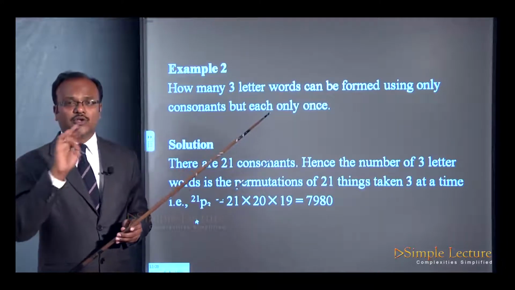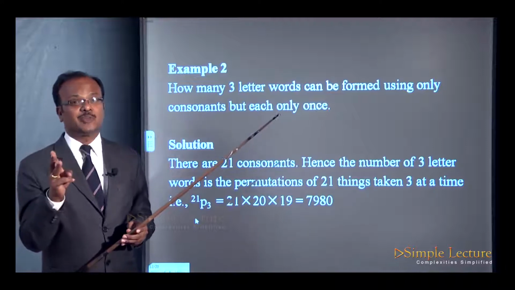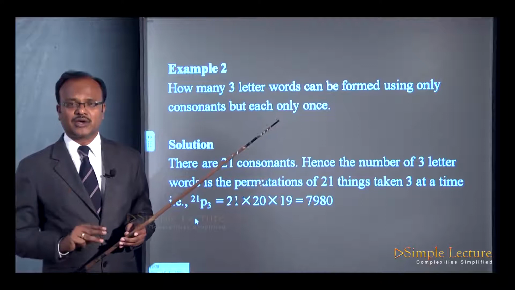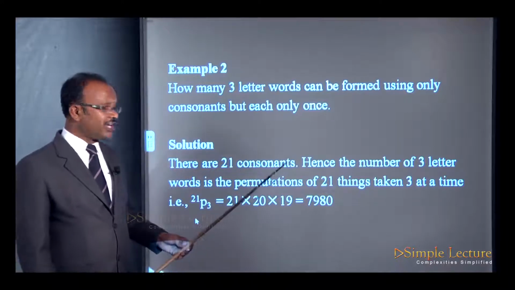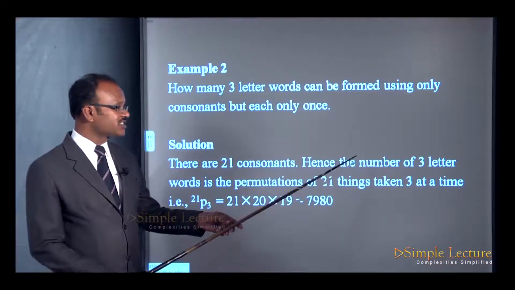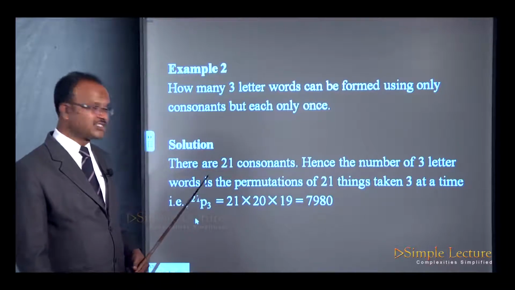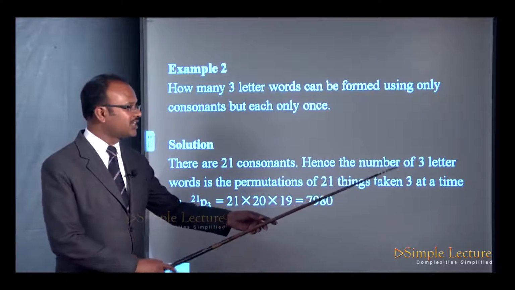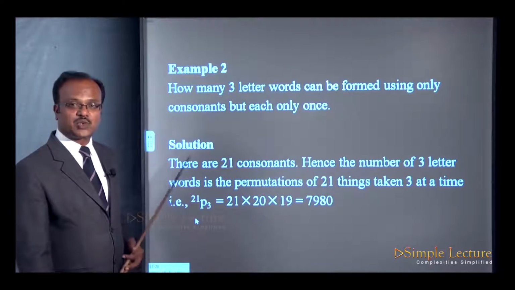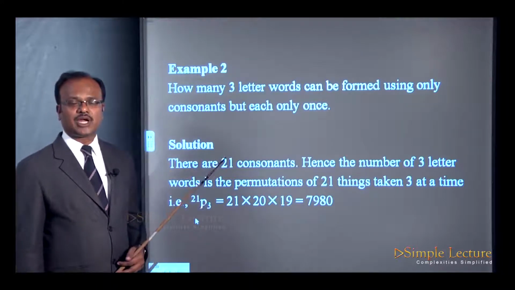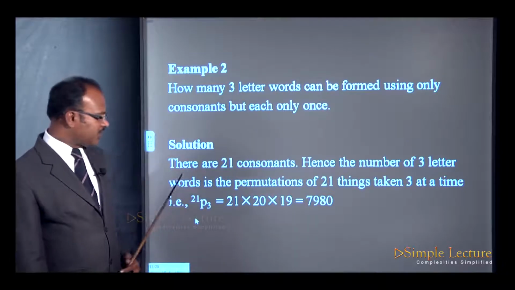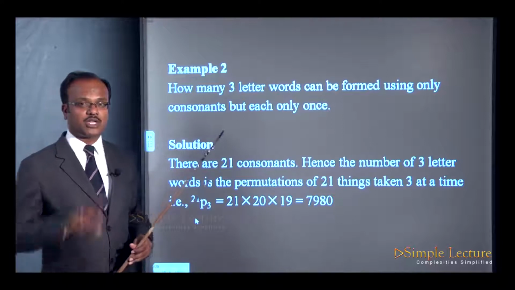So, therefore, you have to do the arrangement of these consonants in such a way that you will get a 3-letter word. So, there are 21 consonants, hence the number of 3-letter words is the permutation of 21 things taken 3 at a time, that is 21P3. And what is 21P3? See, this can be worked out in 2 ways.